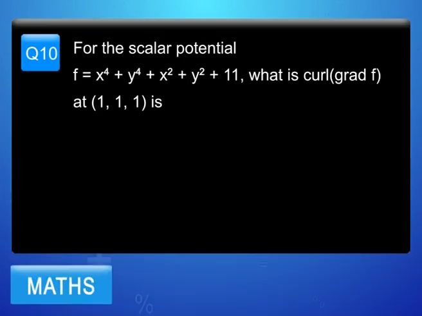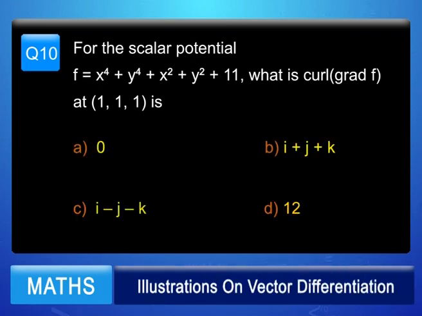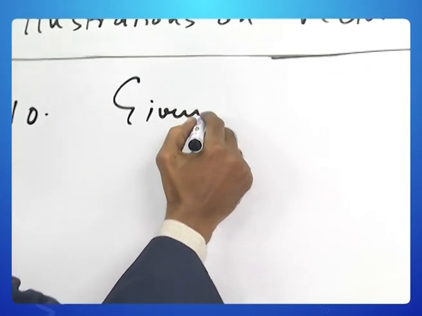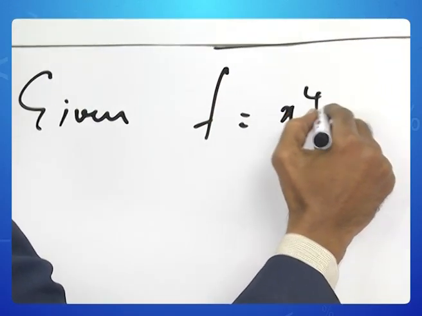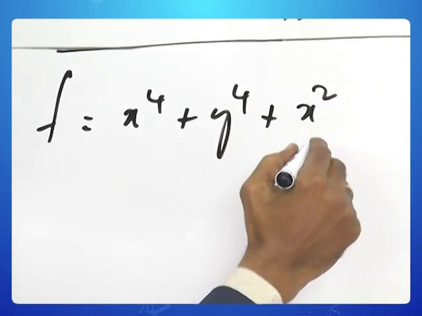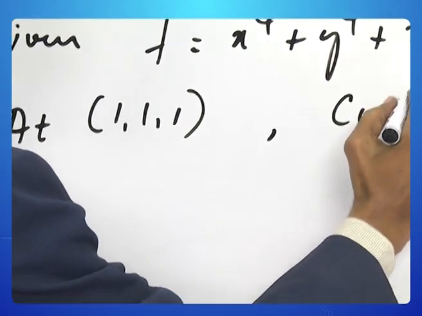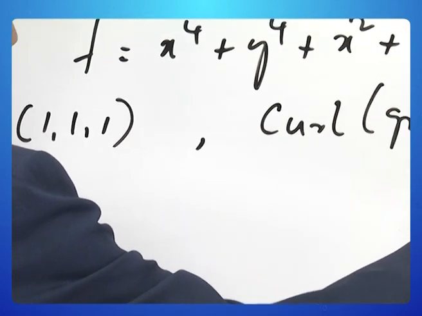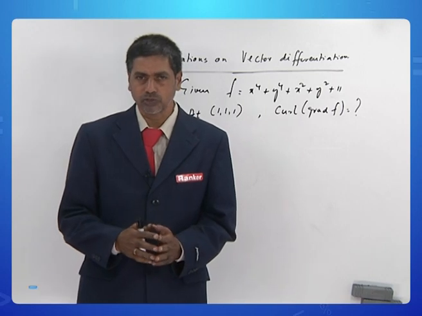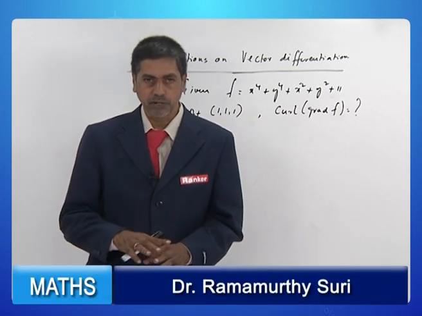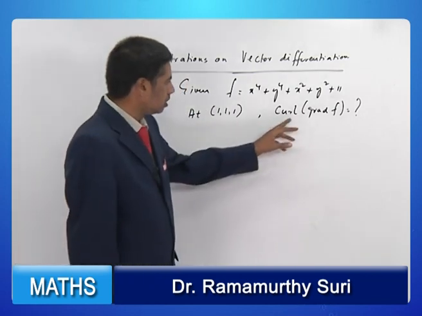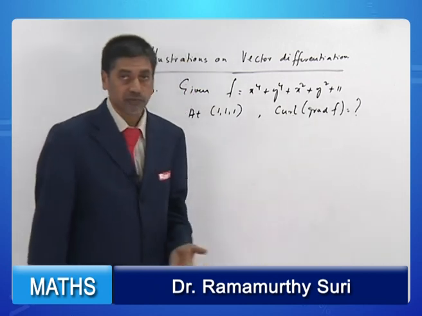Question number 10. For the scalar potential f is equal to x to the power of 4 plus y to the power of 4 plus x square plus y square plus 11, what is the output of curl of grad f at the point 1, 1, 1? This is a problem which is based on very simple common sense. There is a trap laid for the student here. Actually, curl of grad f, doing it the long way, would consume a lot of time.